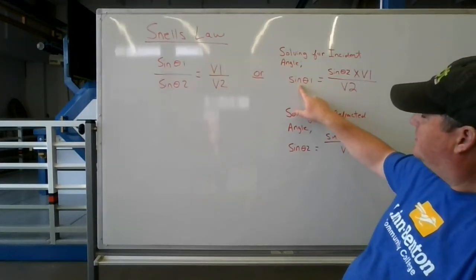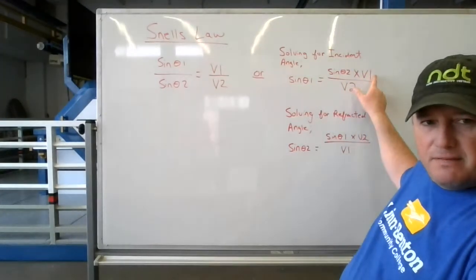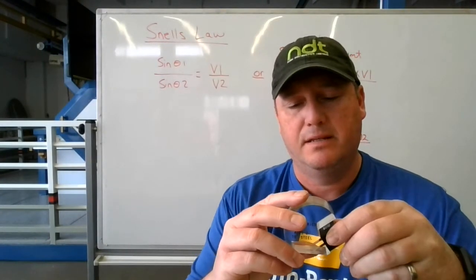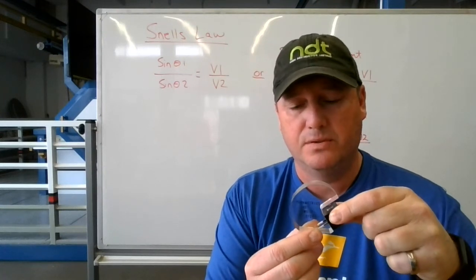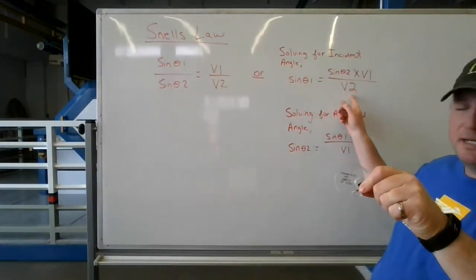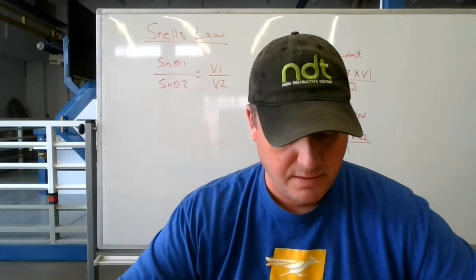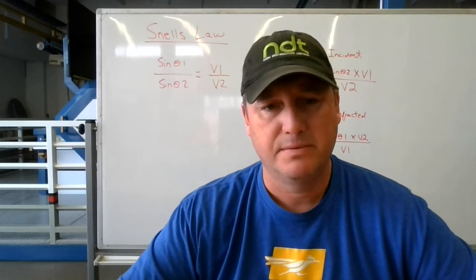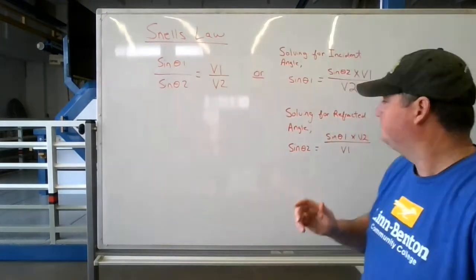So sine of angle 1 is equal to the sine of angle 2 times velocity 1, which is the lucite material. And so that's the first medium, right? The first medium that the sound is in is the lucite. And then we just divide that by the second velocity, which will be the shear wave velocity of steel. So I just picked a random steel, 302 steel, and the shear wave velocity is 0.123 inches per microsecond. So I'll flip the board around and we'll take a look at that problem and how that problem is solved.